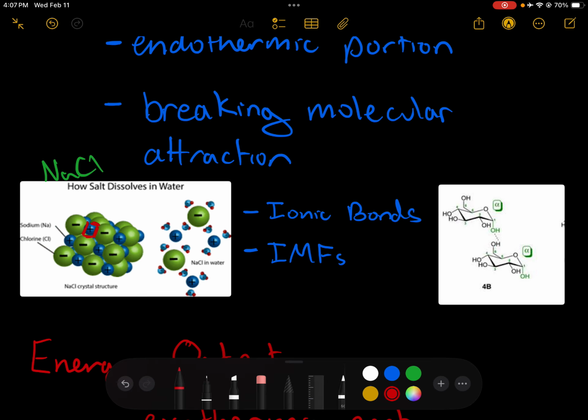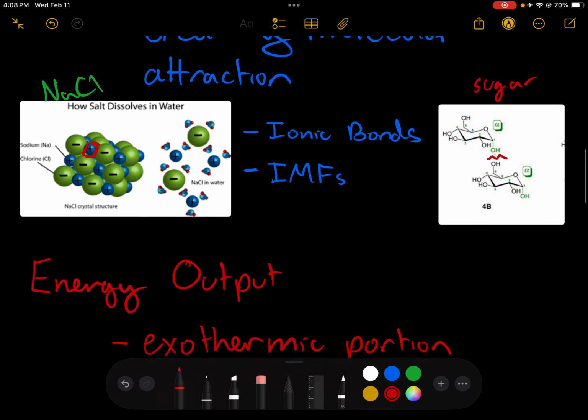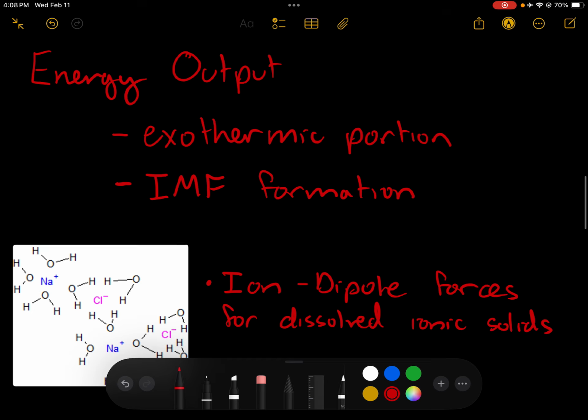If we're talking about a molecular covalent substance, though, like this sugar over here, then we're talking about IMFs that are breaking. So we're breaking a molecular attraction of some sort. It's just a question of what kind. And we can see our IMFs represented by that dotted line. So if those sugar molecules were to dissolve, that would be what breaks, not your covalent bonds between each atom within the sugar molecule. So that's the endothermic part.